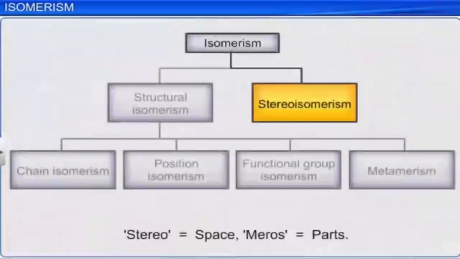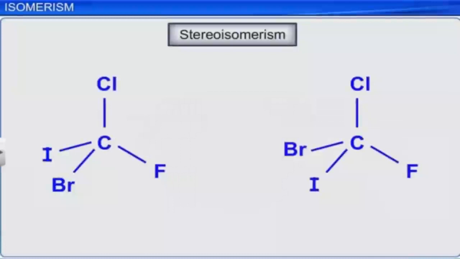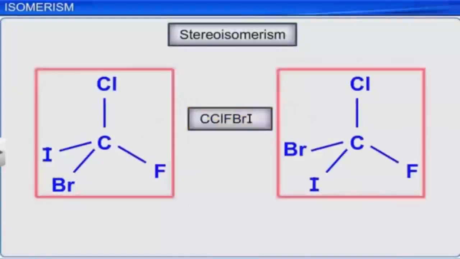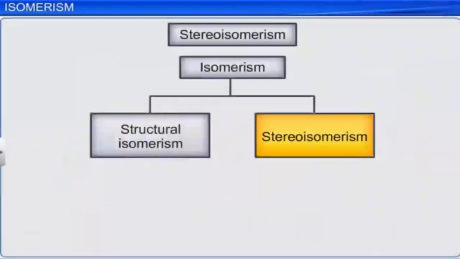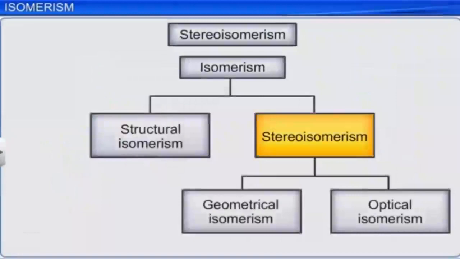Now let's look at stereoisomerism. In Greek, stereo means space and meros means parts. The isomers which possess the same structural formula but differ in the three-dimensional arrangement of atoms or groups in space within the molecule are known as stereoisomers, and the phenomenon is called stereoisomerism. Stereoisomerism can be of two types: geometrical isomerism and optical isomerism. You'll learn about these stereoisomer types in higher classes.